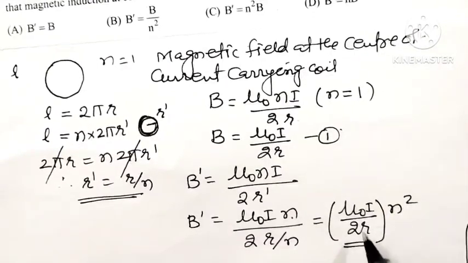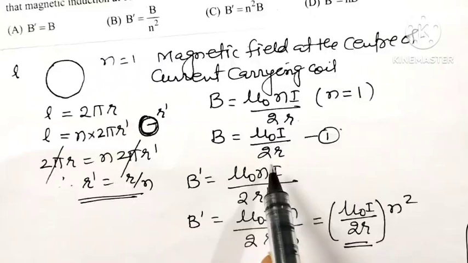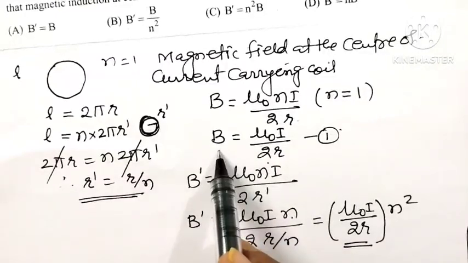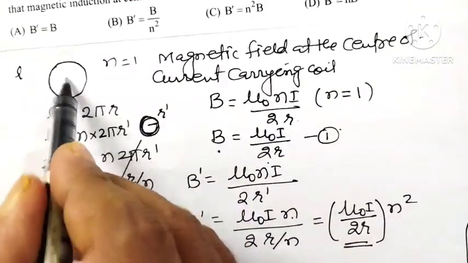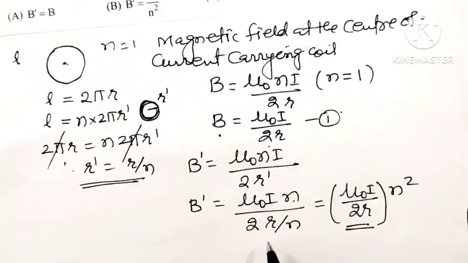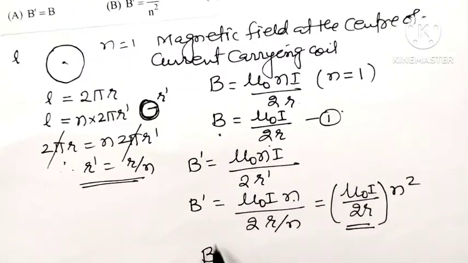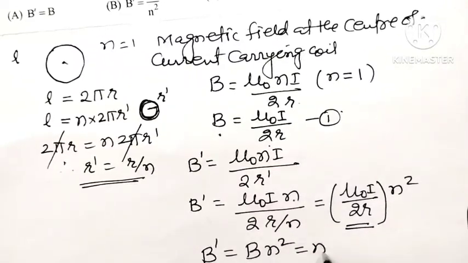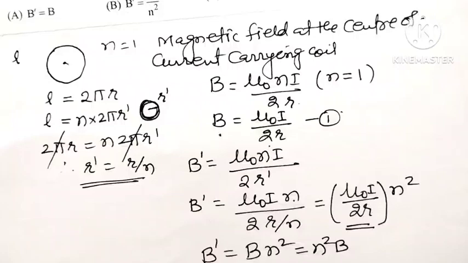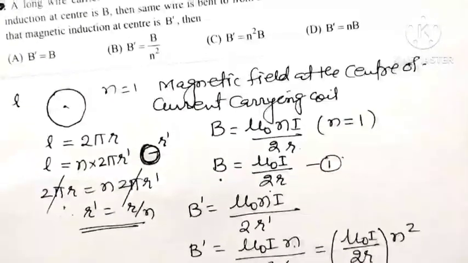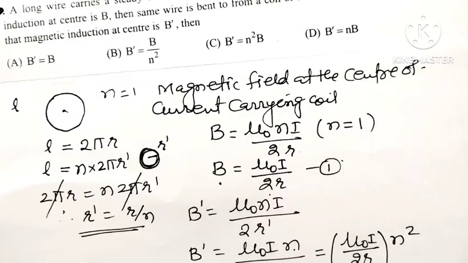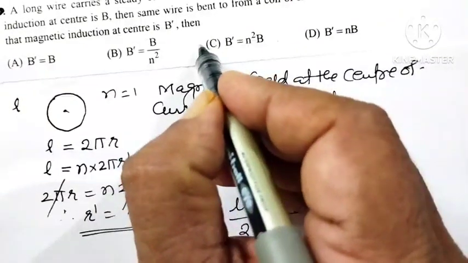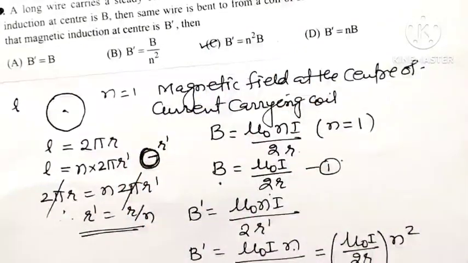But this bracket, mu 0 I upon 2r, is nothing but magnetic field at the center of coil having single turn. Therefore B dash is equal to B times N square, or it is N square times of B. So which option is correct? Look at option C. B dash is equal to N square times of B. So C is the correct option for this question.